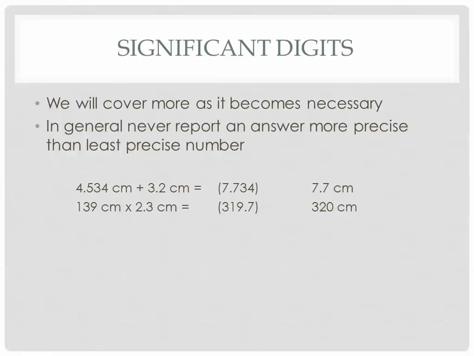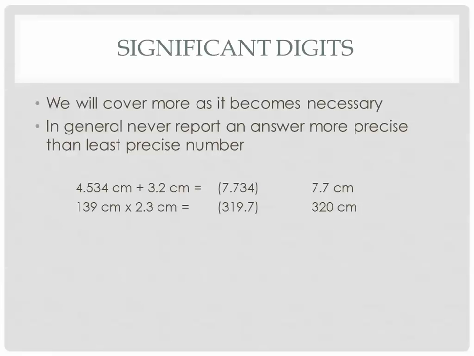Another concept covered in this section is significant digits. Physics is different than math. In mathematics, we add two numbers together and we write down whatever the calculator punches out. But in physics, we're more concerned about what the actual measurements say about the final measurement. In this case, we will cover significant digits more as they become necessary throughout the coursework. But the key point is to never report an answer more precise than the least precise number.